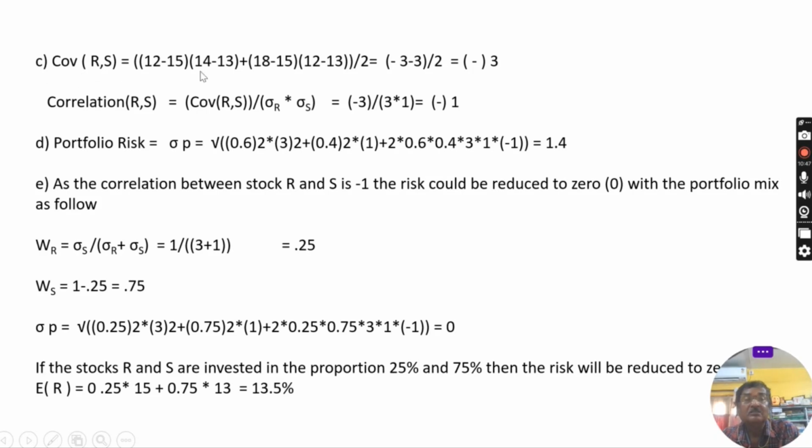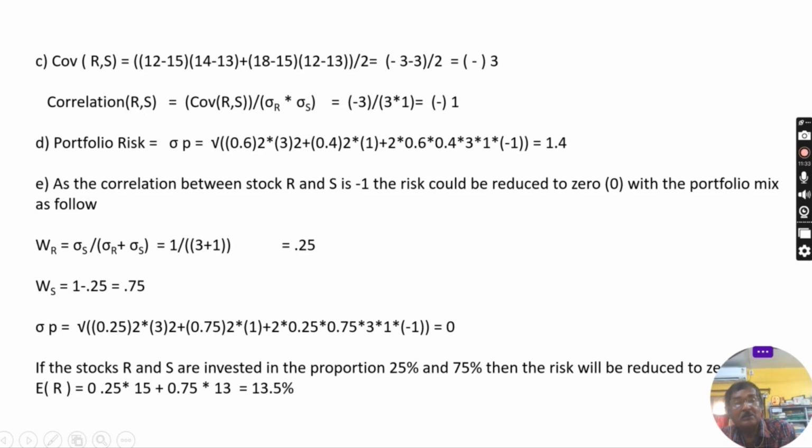Now covariance. What is the formula for covariance? Covariance formula is sigma of xi minus x bar into yi minus y bar divided by n. In this case, not square. Xi minus x bar is this, into yi minus y bar is this, plus similarly for the second year, and divided by n. This is the covariance value. With the help of standard deviation and covariance, you can compute the correlation coefficient of R and S, the returns of company R and S.